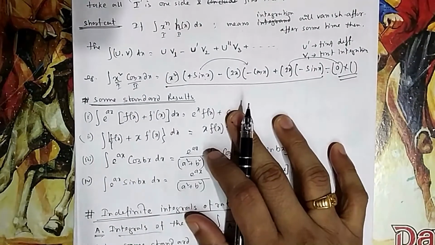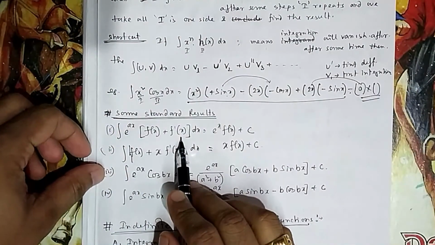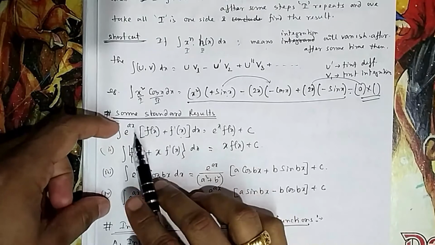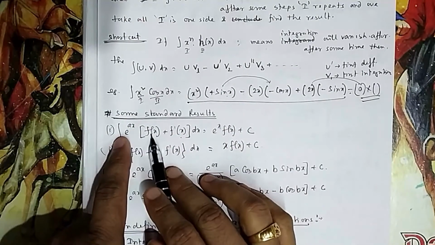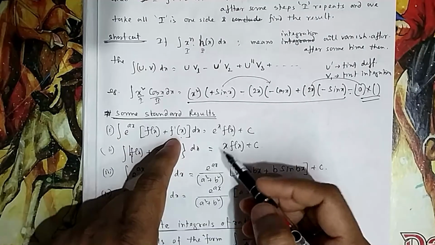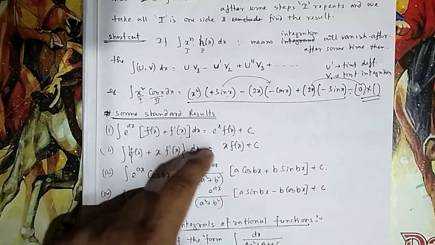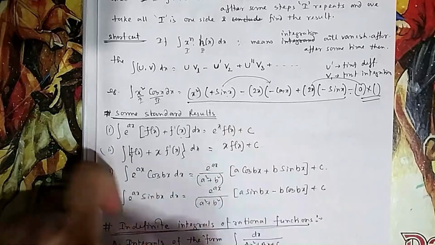Now some standard results of this one, very useful. You will find e to the power x into f x plus f dash x. Then you keep e to the power x, f x plus f dash x, side by side and you do by parts on e to the power x f dash x. After one step you will see that the integration will get cancelled, and you will be left with only this one. So its answer will be only e to the power x f x. You just remember this one, that will be helpful.